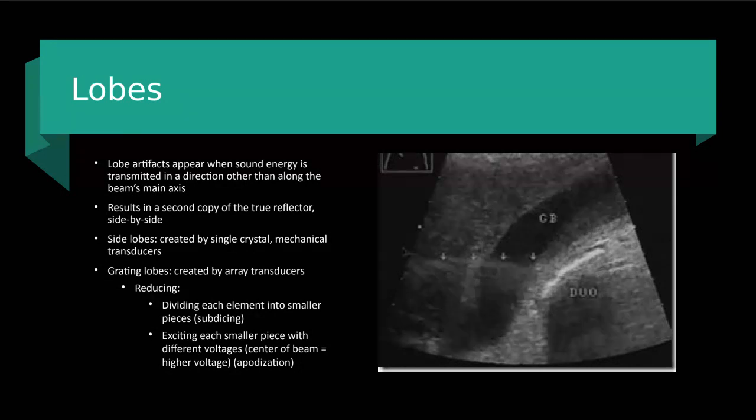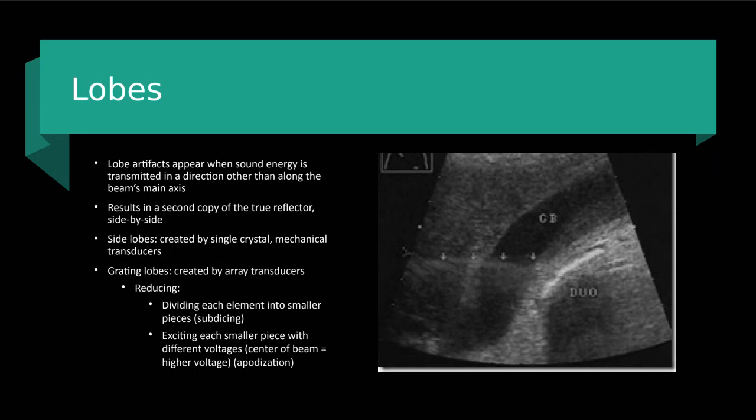But lobe artifacts are going to appear when the sound energy is transmitted in a direction other than along that main axis. So this is kind of going back to that resolution, right? Axial and lateral. How closely together can we position two structures, either side by side or one in front of the other, and still create a clinically useful picture? So it's going to result in a second copy of that true reflector, but it's going to be positioned right by its side.